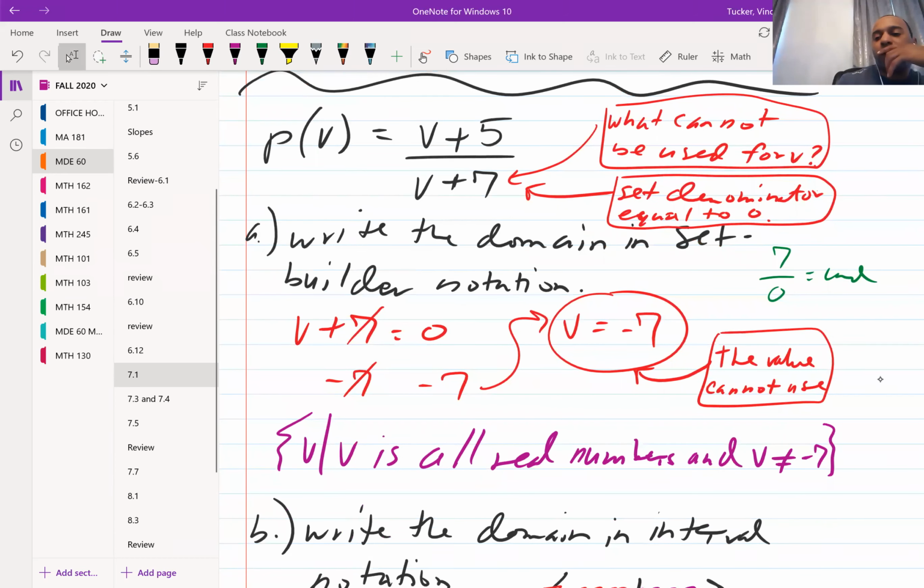So this is the process. You set your denominator equal to 0 and solve. That's what we did right here. That's how we got negative 7. That lets you know that's the value. That's why I wrote right here, that's the value that you cannot use. And so that's what we did right here. V cannot be equal to negative 7, because that gives you 0 in your denominator.